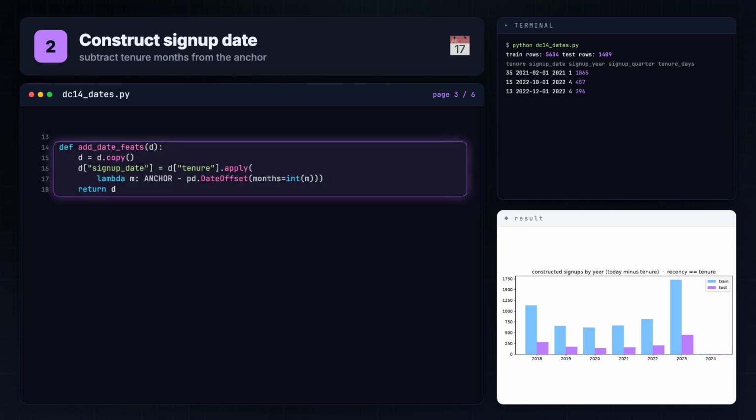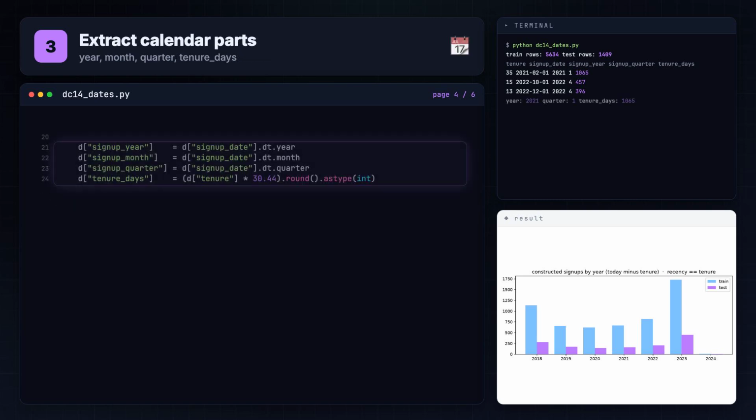Construct the date. From tenure we subtract that many months off the anchor with a Pandas date offset, giving each row a sign-up date. We do it the same way on train and test. There is nothing to fit here, just a deterministic transform. Extract the calendar parts: year, month, quarter and tenure in days, which is roughly tenure months times 30.44. Four new numeric columns out of one constructed date.